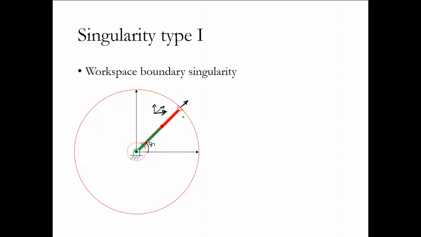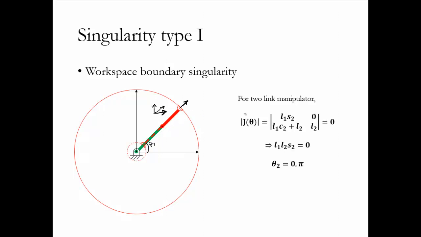Now this can be easily visualized for the two link manipulator with a Jacobian. So this is the Jacobian of the two link manipulator. There are two Jacobians that have been put up. One is put up this way, where you have the Jacobian, and then you find its determinant, and it comes out to be like this. For theta 2 equal to 0 and pi, this loses its rank.